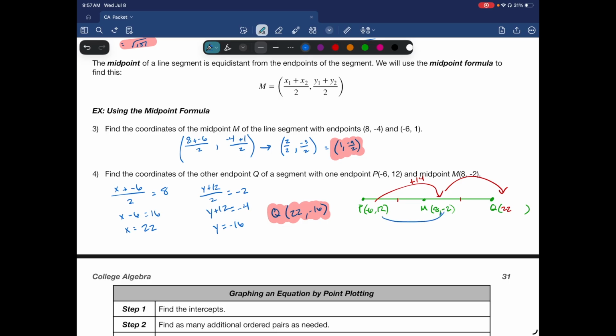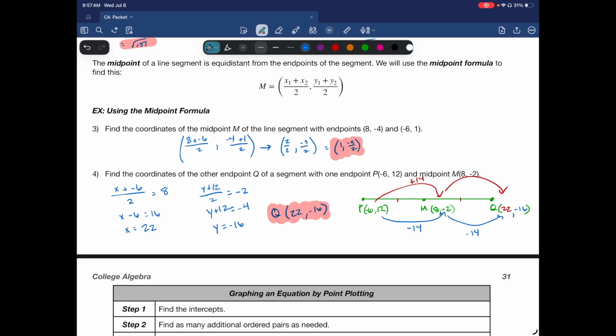Do the same thing with y. From 12 to negative 2: 12 is on one side of 0, negative 2 is on the other side of 0. So you have 12 units from 12 to 0, and then 2 more to get to negative 2. So I'm going to subtract 14 because I go from positive to negative. And if I subtract 14 to get to M, I'm going to do it again to get to Q. Negative 2 minus 14 gives me negative 16.